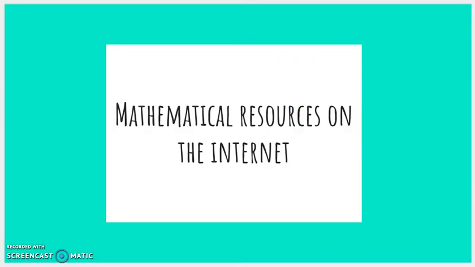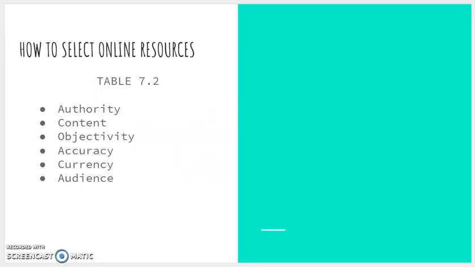So the last section of the book talks about mathematical resources on the internet. There's a table on page 139, table 7.2, and it lists 6 categories that should be used to determine if an online resource is good. The table is pretty straightforward, so you should have read it through the chapter. It's pretty much: does it make sense? Is it updated? Does it come from a reliable resource, and will it help your students learn?